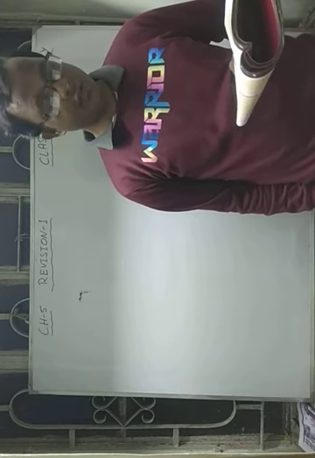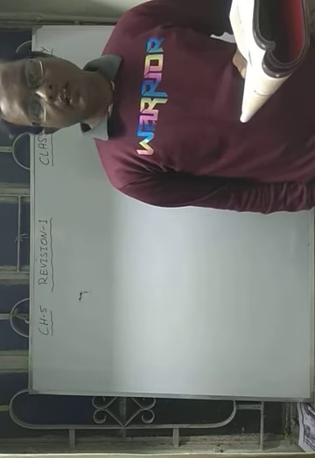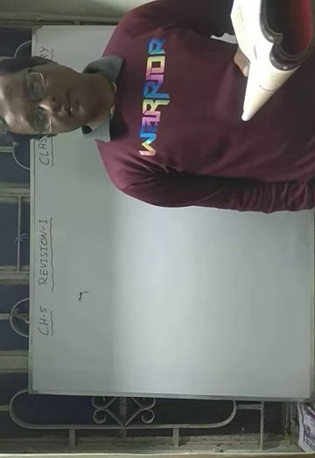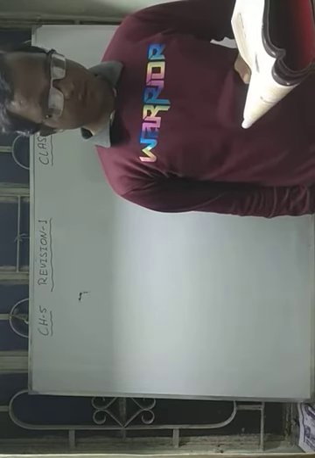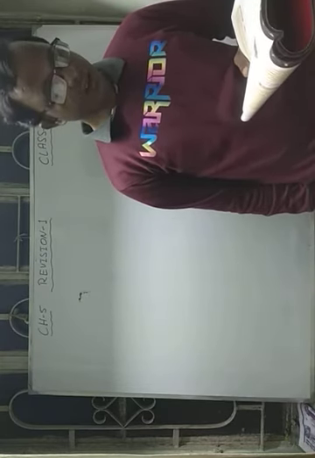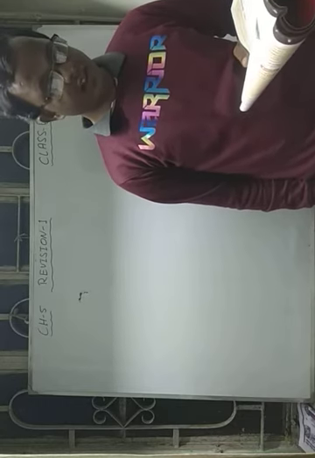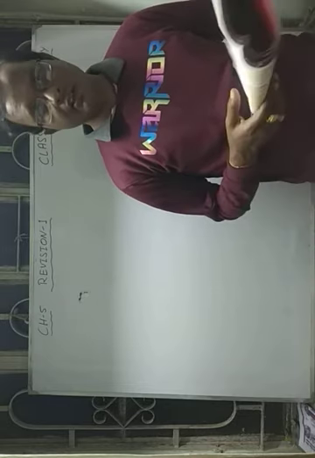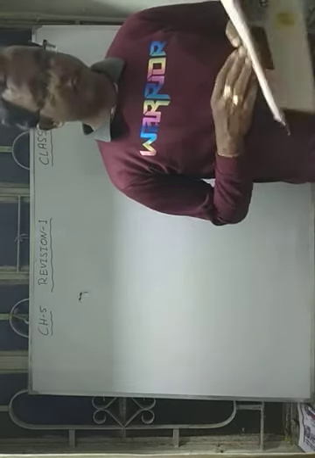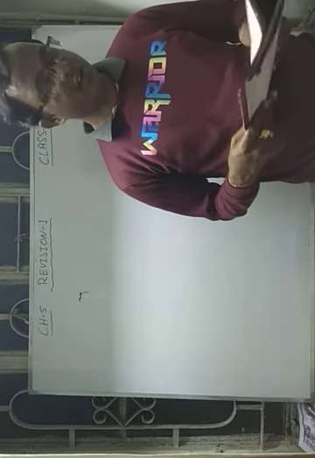Next, evolution of gas. Evolution of gas in a chemical reaction is called effervescence. Sometimes a gas is produced during a chemical reaction. Suppose zinc reacts with hydrochloric acid to form zinc chloride and hydrogen gas is liberated. So you can see here, gas is liberated, so it is a chemical reaction.